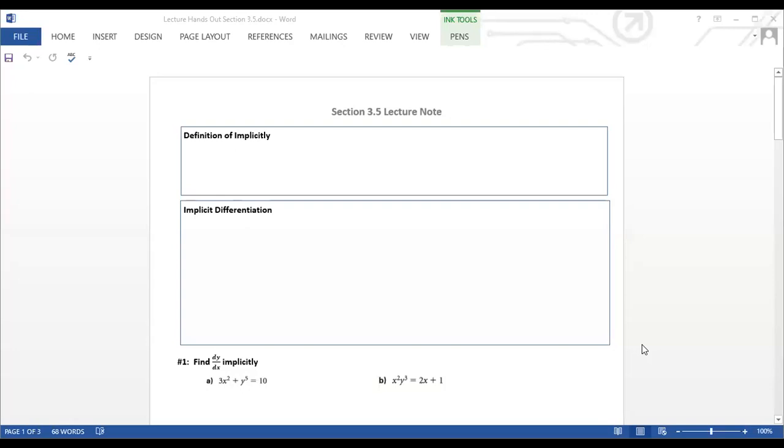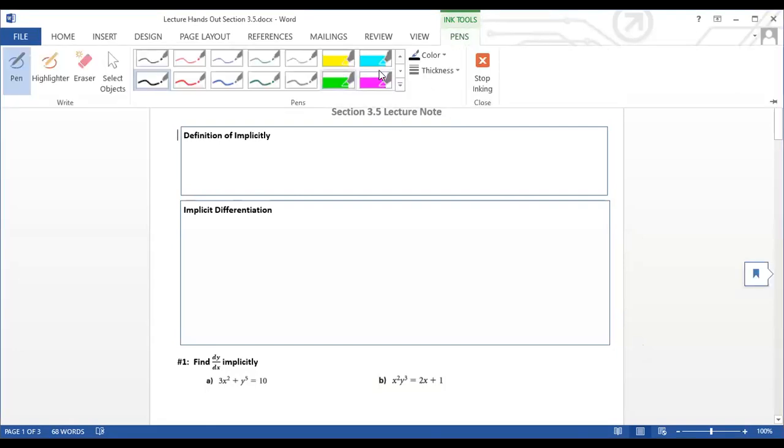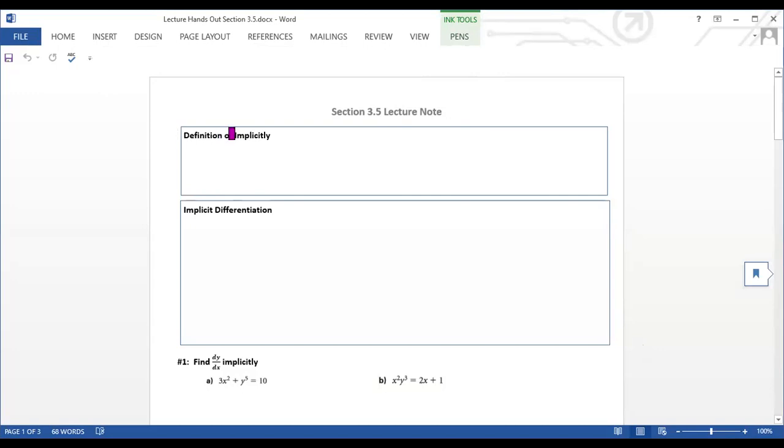Let's go to our lecture notes worksheets. So the first thing is here. Before we start, let's take a look: what does implicit mean here?